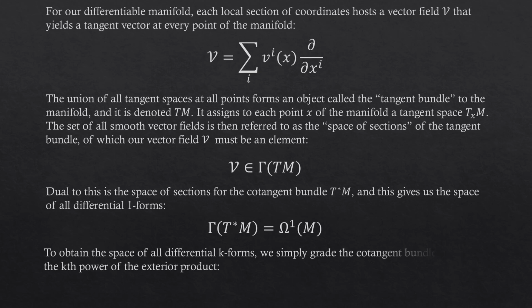But to obtain the space of all differential k-forms, more generally, we grade the cotangent bundle inside of that space through the kth power of the exterior product. And so the space of sections of the kth exterior power of the cotangent bundle is the space of all k-forms on the manifold.